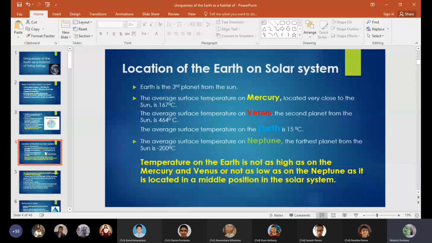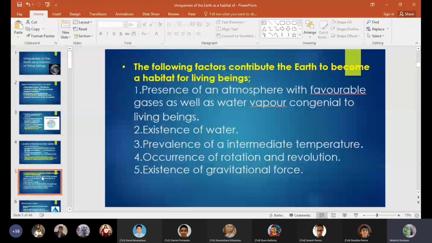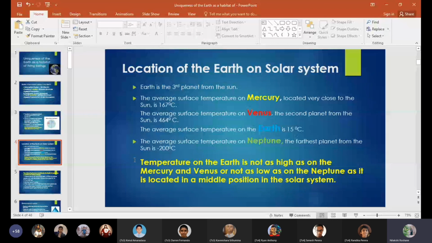In our first unit, we discussed that Earth is located in a habitable zone. This habitable zone means the temperature is not very high and not very low. The Earth is located in the middle, and this middle position is a habitable zone. That's why we consider Earth a habitat for living beings. It is very important that the average surface temperature on Earth is 15 Celsius. That information is very necessary and you need to study it.